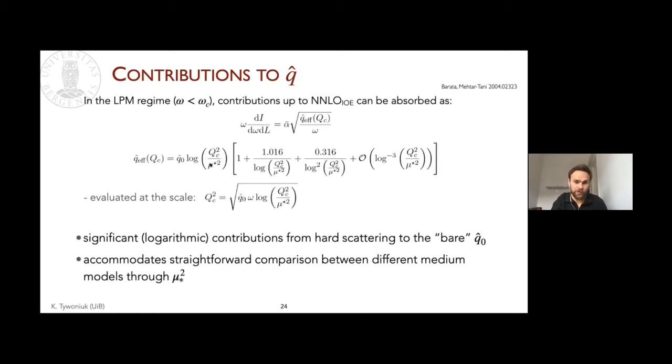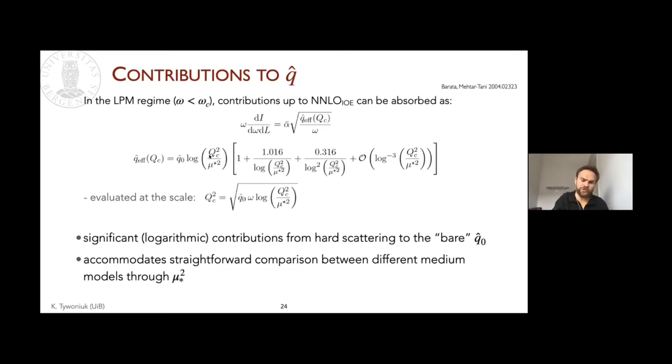Also an important thing to mention is that this mu star allows you to match different medium models. The mu star is a simple way of merging the description of different media. You have to compute the mu star for your favorite medium, for instance, the Gyulassy-Wang potential, which is the Debye screened potential, or you have a full HTL potential, something like that.